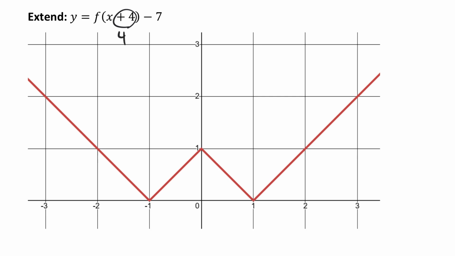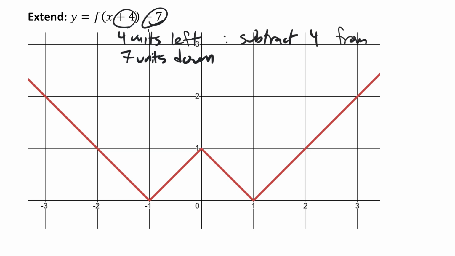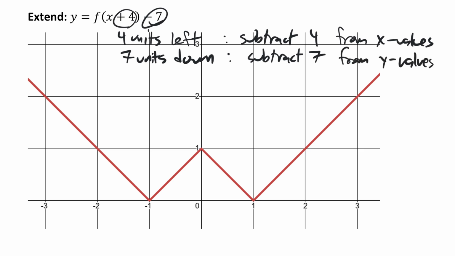Again, this means 4 units left, right? We always do the opposite for the x values, just like with parabola vertex. So if it's plus 4, we actually have to move it left or subtract 4. And here we have to move it 7 units down. So the way we do 4 to the left is we subtract 4 from the x values. The way we move 7 down is we subtract 7 from the y values. So take the initial graph, make a table, make a new table, do these transformations, and see what you come up with.